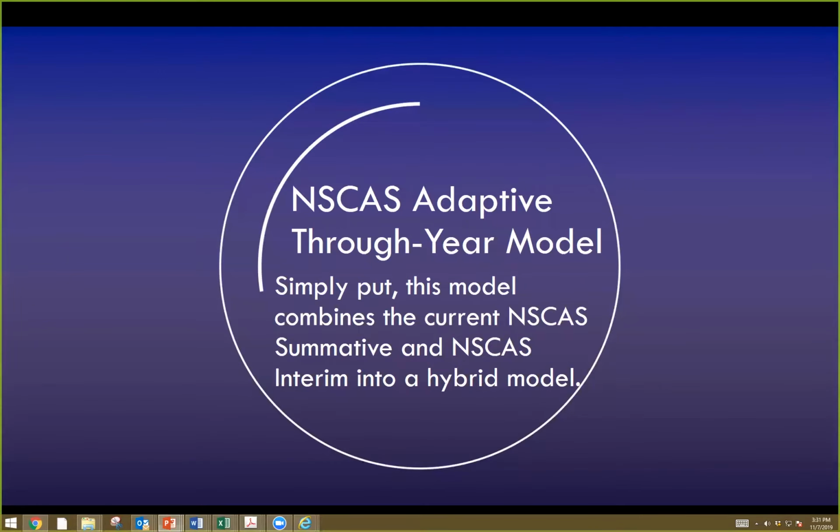So if we look at this in its simplest version, the NSCAS Adaptive Through-Year Model is really just a combination of NSCAS Summative and NSCAS Interim or Map Growth in a hybrid model. And I use the word hybrid in a very positive way here. Hybrid to me means the best of both, right? So we're going to keep the best of NSCAS Summative and we're going to keep the best of Map Growth moving forward.